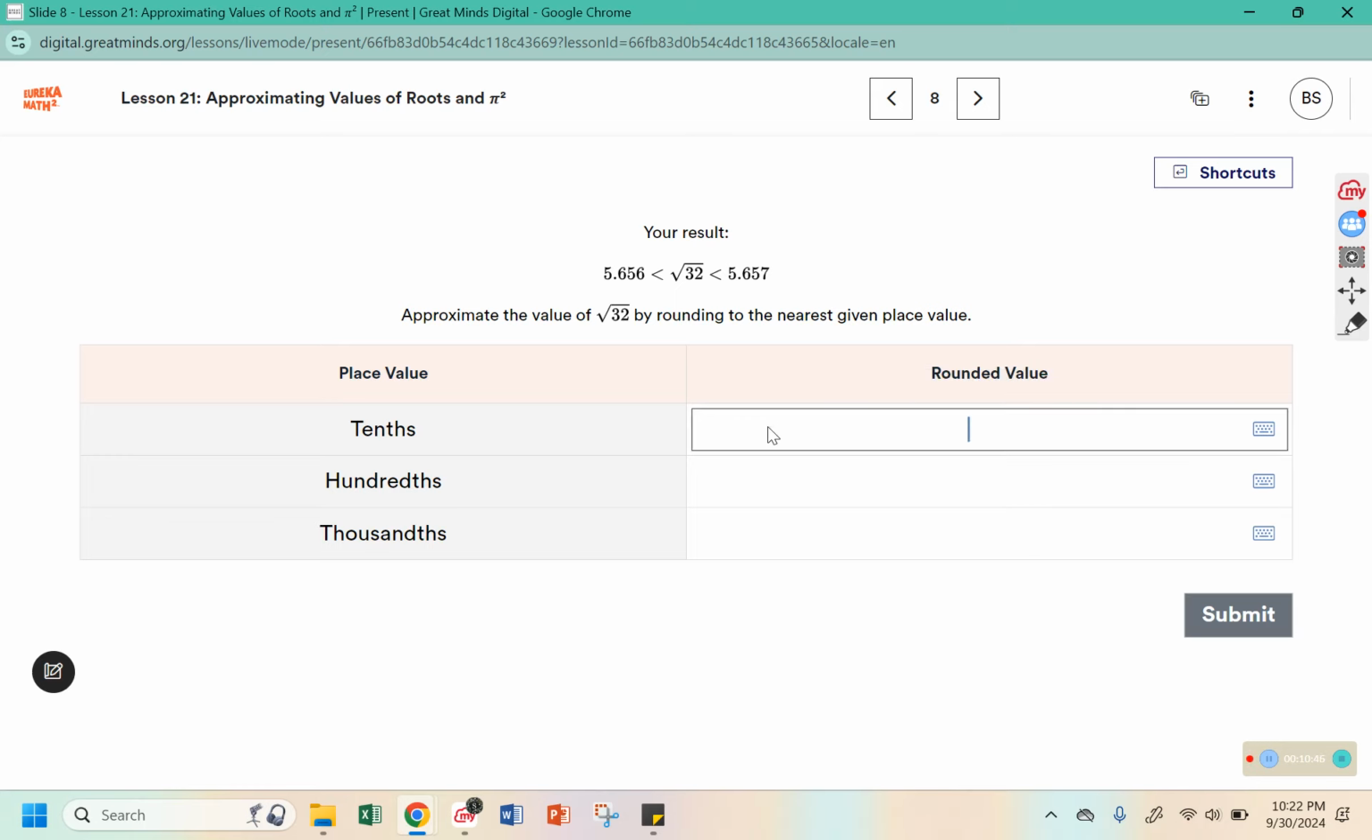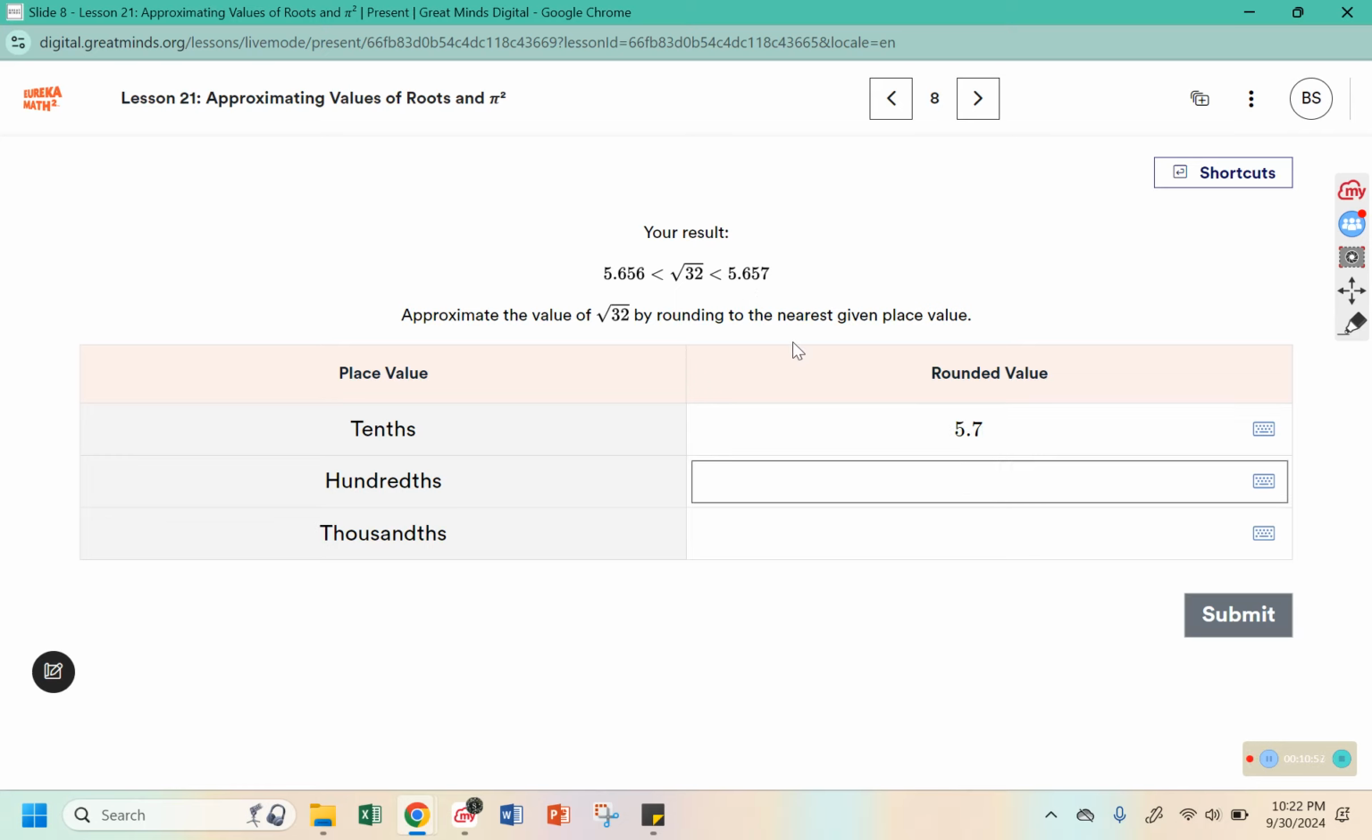So the tens place, if we were rounding to the tenths place, the 5 would make these both go up. So we're going to round to 5.7. If we're rounding to the hundredths place, the 6 and the 7 would both make the 5 go up to a 6.